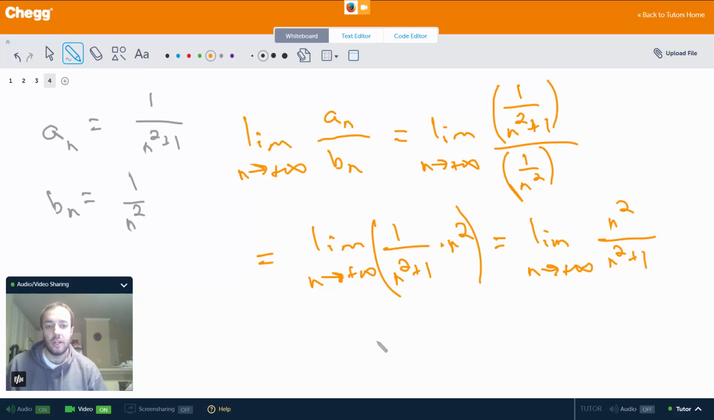Now, what do we do here? Well, notice we have n squared on top, n squared on bottom, and we're sending n to infinity. So if you think about your Calculus 1 techniques, the degree on the top is 2, the degree on the bottom is 2, so the degrees are the same, so I look at the leading coefficients, which are both 1. So the limit is going to be 1 divided by 1, which is just 1. Okay, so the limit as n goes to infinity of a sub n over b sub n is equal to 1.